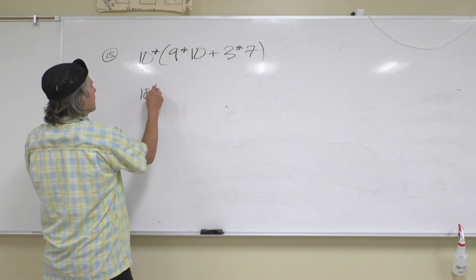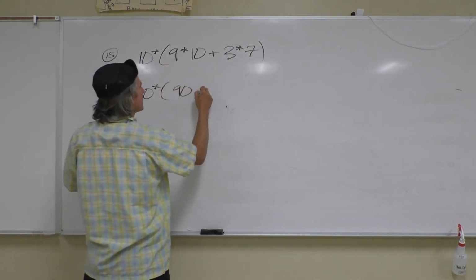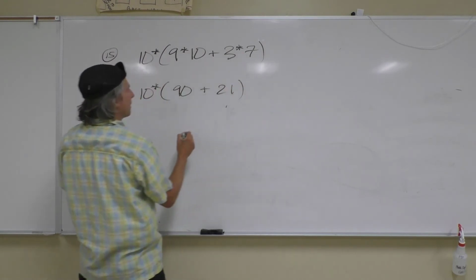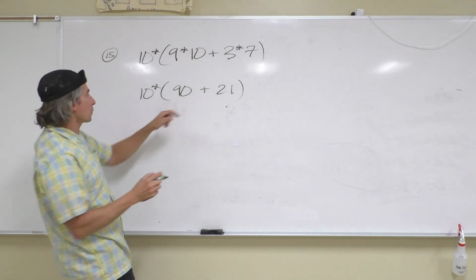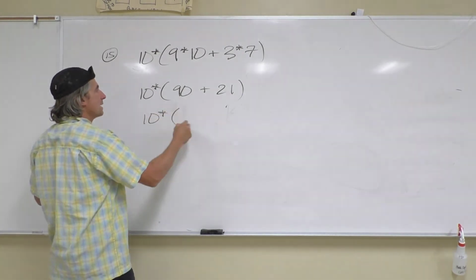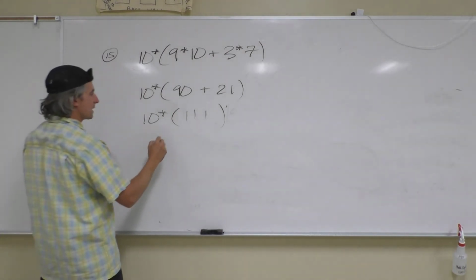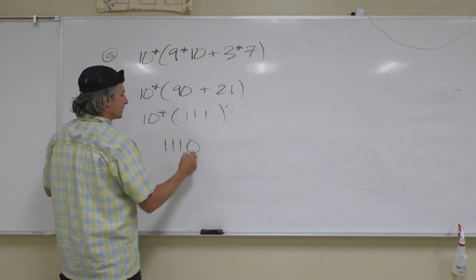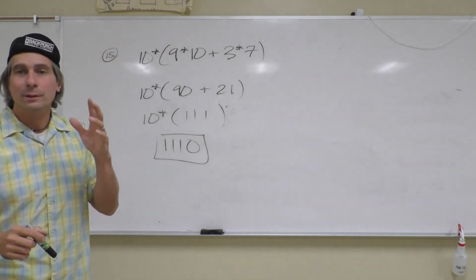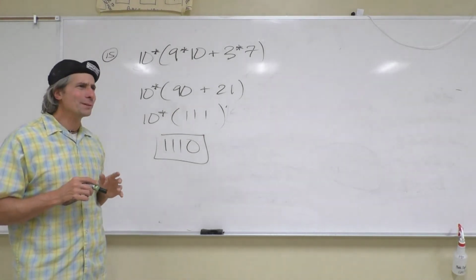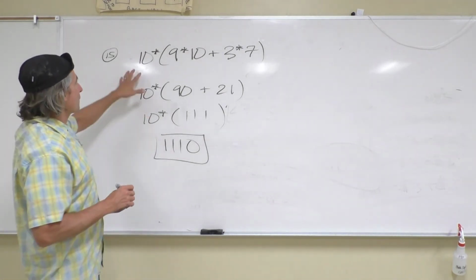So you do 10 times, 9 times 10 is 90, plus 3 times 7 is 21. Now we're not done with the parentheses yet because we haven't added these two things together. We're going to do it now though. So you have 10 times 111, which ends up giving us 1,110.